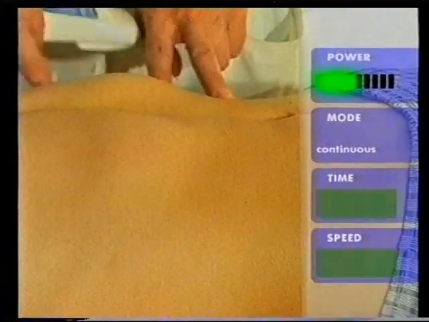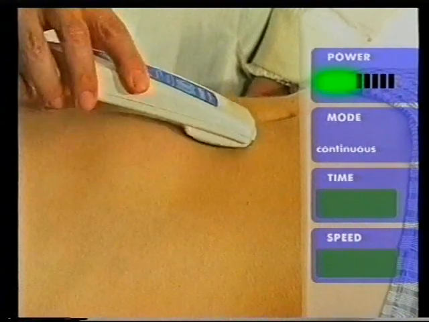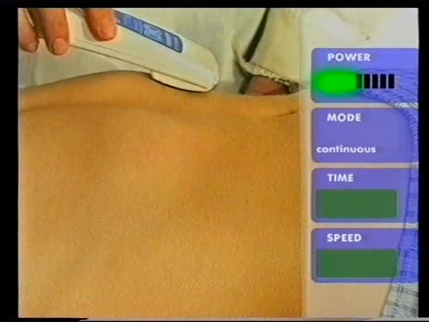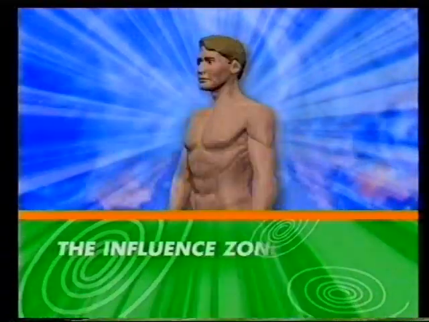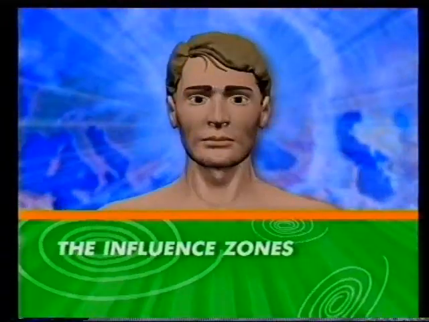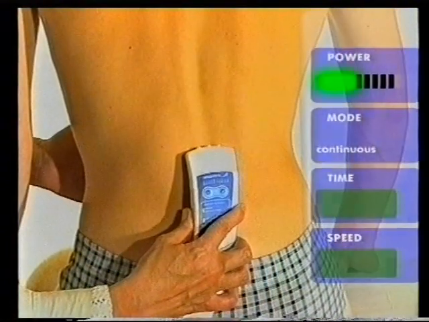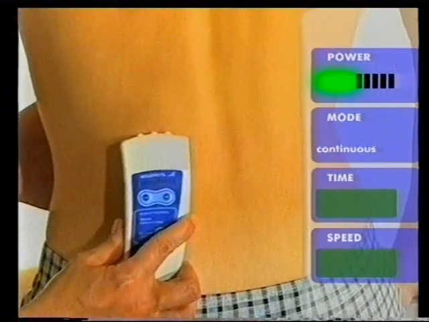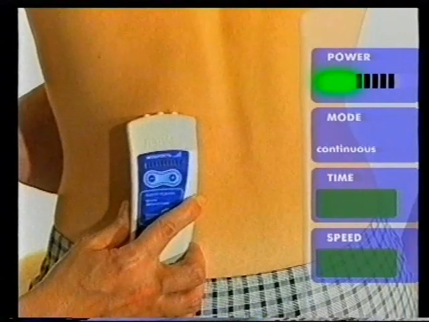The pancreas front direct projection is treated in continuous mode on a comfortable energetic level till the significant decrease of the complaint illumination. The pancreas back direct projection is treated in continuous mode on a comfortable energetic level till the significant decrease or complaint elimination.